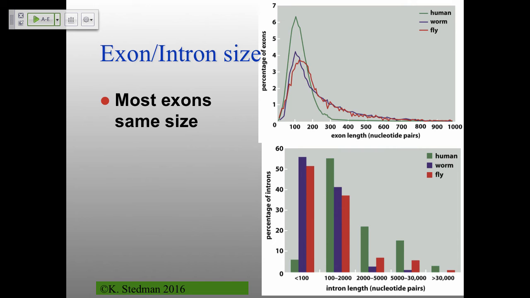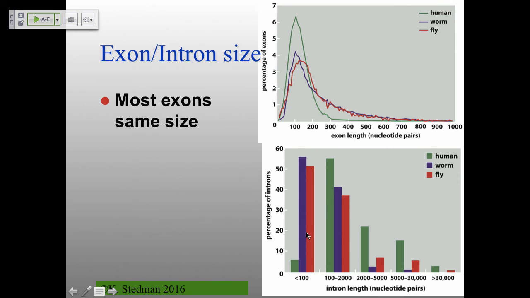Each domain has what? Particular structure. And structures have function. Exactly. So mixing and matching exons is going to give you mixing and matching structures. This is not a very important thing down here.